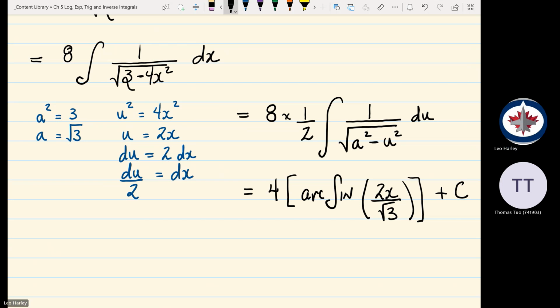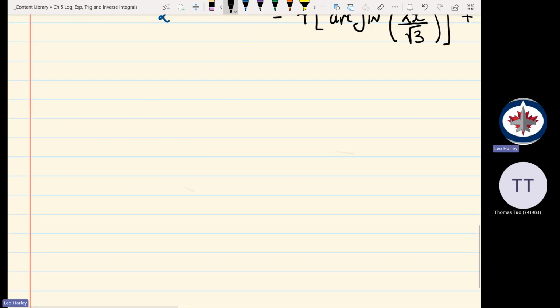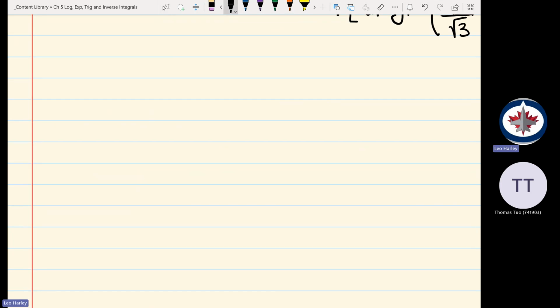Okay. Number 7. So we are past the halfway point. Here comes number 7. Could you find the integral of 10 upstairs divided by 9 plus 16x squared dx?